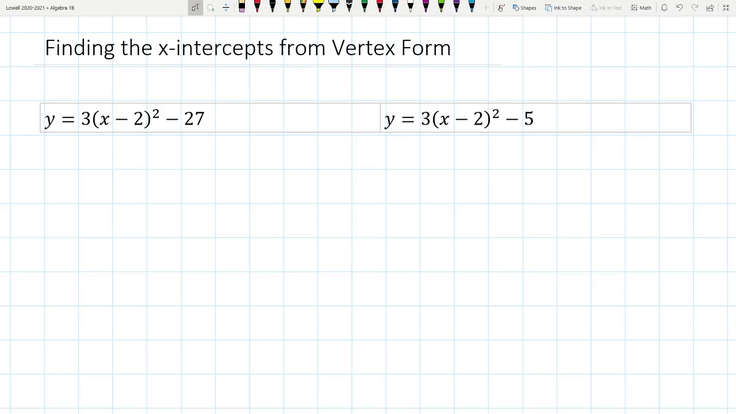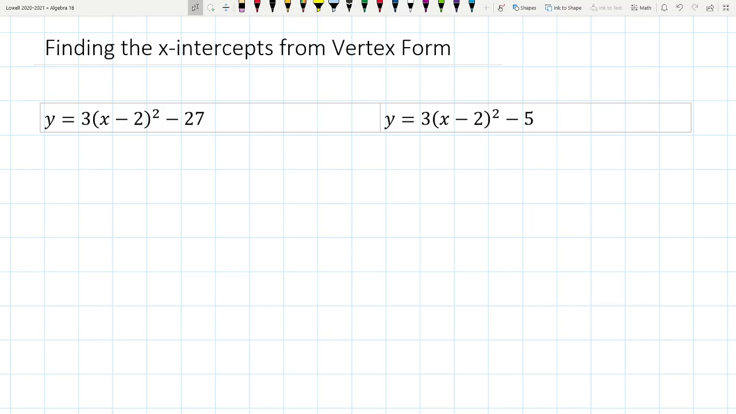Hello folks, in this video I want to talk about how we can use the vertex form to find the x-intercepts. We have two examples here. The first one, on the left, is 3 times (x minus 2) squared minus 27. The second one looks very similar: 3 times (x minus 2) squared minus 5. We see some interesting things between these two examples, but let's start with the one on the left.